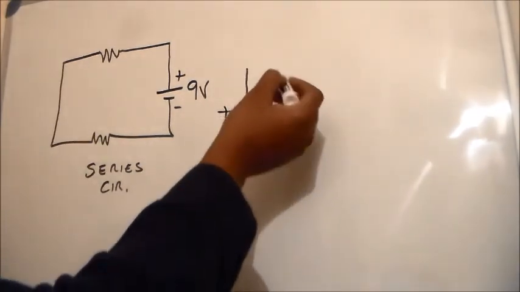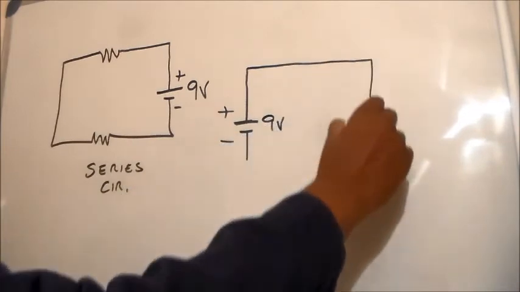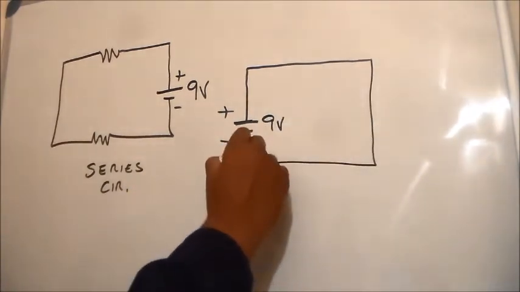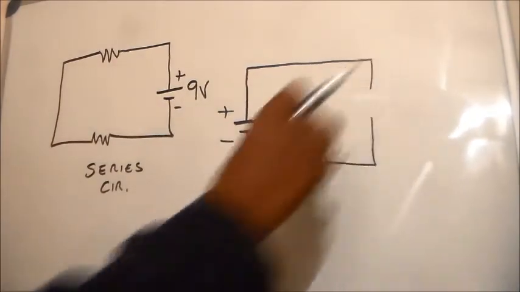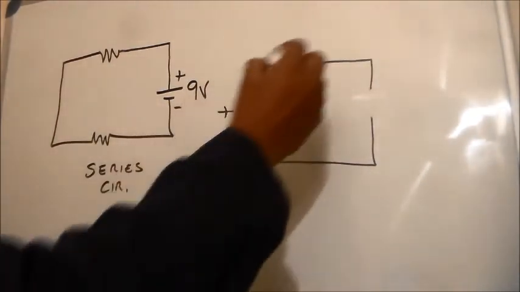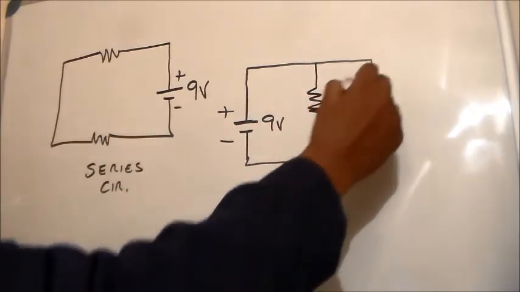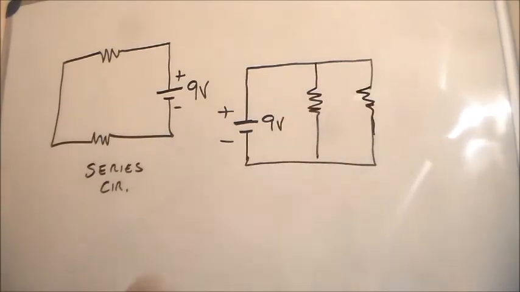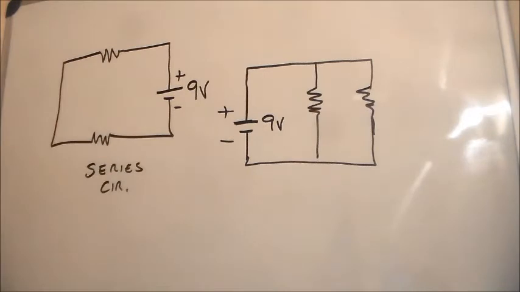Same 9-volt battery, or very similar one. This is a different circuit. Okay, one resistor there, one resistor there. Now this is the series circuit. This is the parallel circuit.